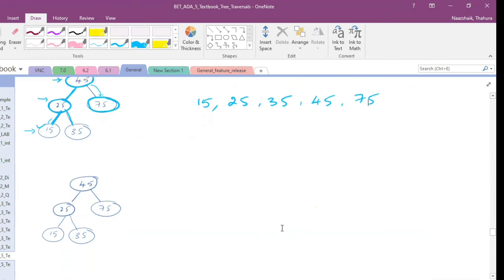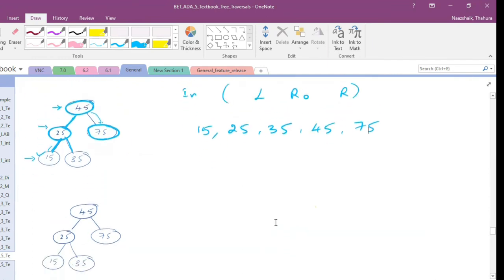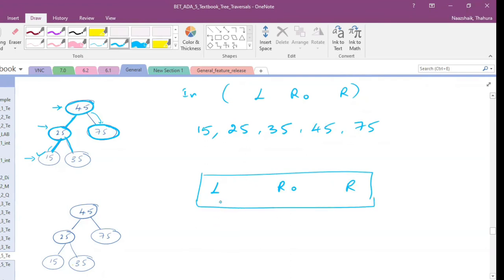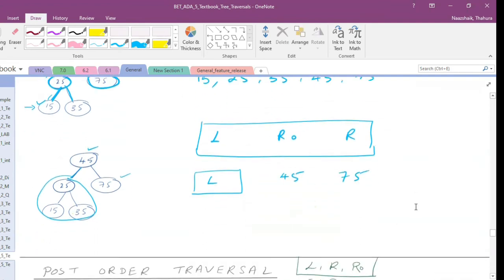Okay, let's do the substitution method. I hope this is clear. If you have doubts about how these numbers are coming, you can stop me. Left, root, right. Wherever left is there, this is a subtree for me, so I'll just put it as left. I need to further expand this. I can directly put the root. Right side also, I don't need to expand. It's a leaf node, so I can right away put it.